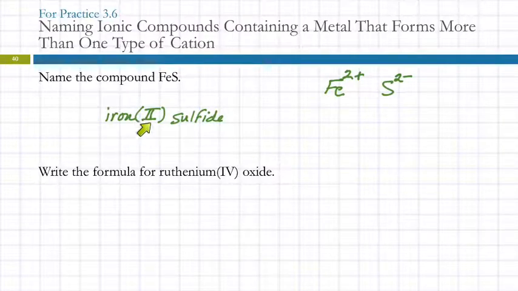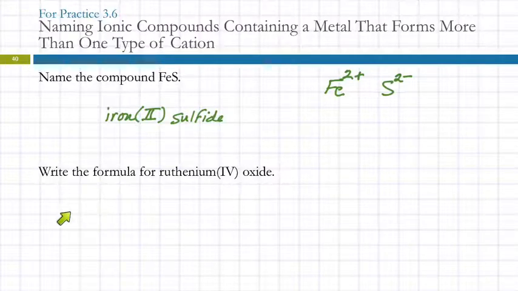This Roman numeral is the charge on the ion. It is not a subscript somewhere in the formula. It is related to the subscripts because of the balanced charges. But sometimes students will think, well, there's a subscript 1, it should be iron 1. No, it's not the number of those atoms. It's the charge on the ion, okay?